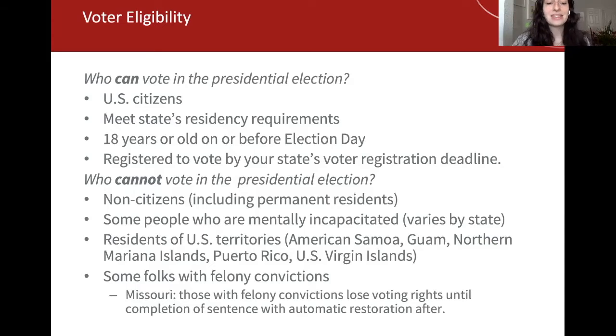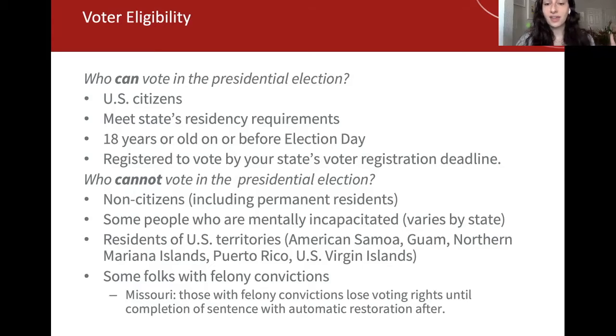And then by state, there are regulations about who can or cannot vote with a felony conviction. In Missouri, for example, those with felony convictions lose voting rights until the completion of their sentence, which includes probation or parole. And then afterwards, there's automatic restoration of their voting rights. But this is a discussion that is occurring a lot these days, especially in Florida, where there have been some changes and some debate around how to restore the right to vote to those with felony convictions.